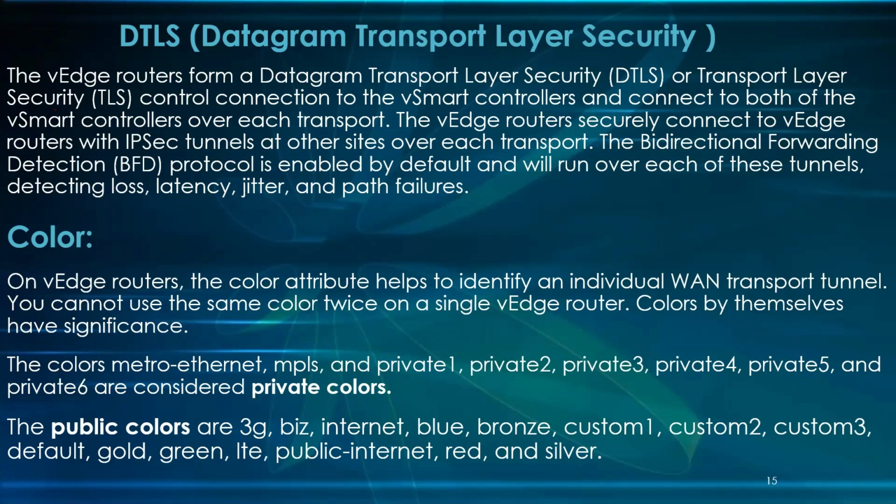So what it says: the vEdge router forms a DTLS tunnel or a TLS control connection to the vSmart controller, connecting to both of the vSmart controllers over each transport. Each vEdge router securely connects to the vEdge router on the other side with an IPsec tunnel. Over each transport, the BFD, Bidirectional Forwarding Detection protocol, is enabled by default and runs over each of these tunnels, detecting loss, latency, jitter, and path failure.